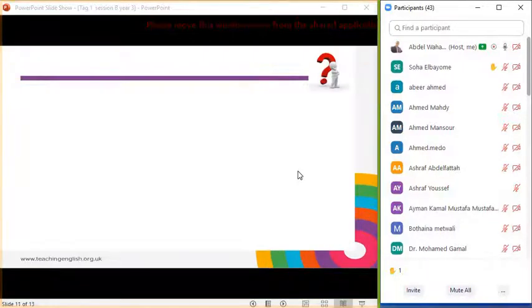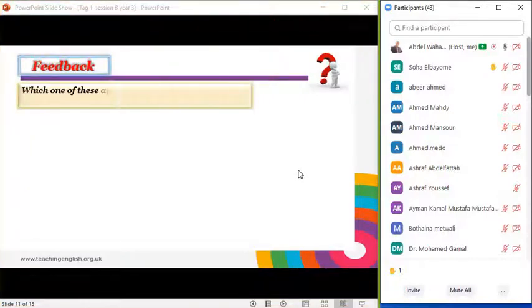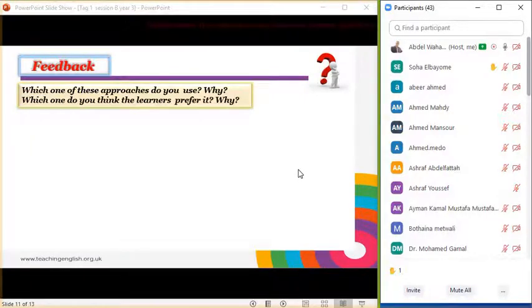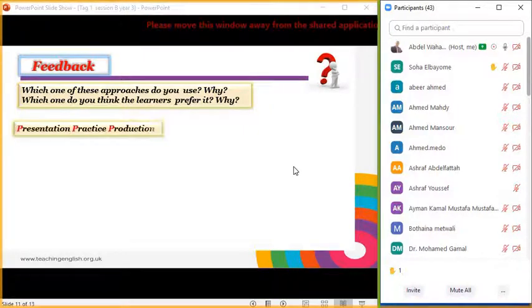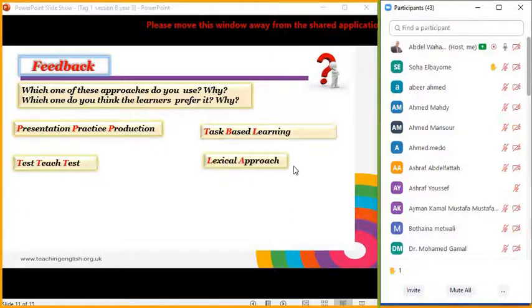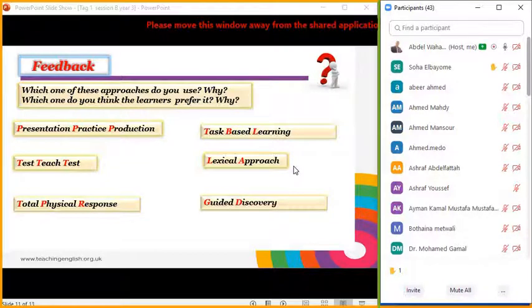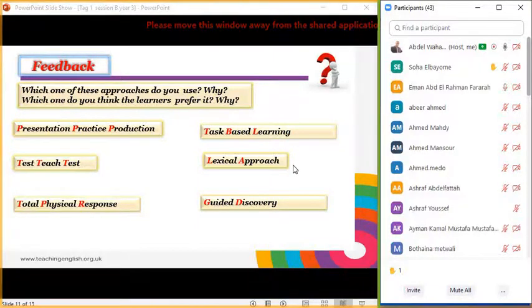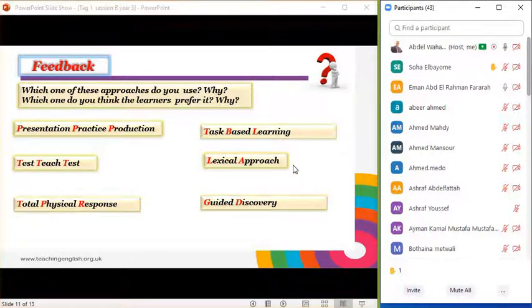Let's go to our feedback. Which one of these approaches do you use and why? Which one do you think the learners prefer and why? I'll ask you to choose which one you prefer and which one you think your learners prefer. I'm sorry. Who can speak? Who can speak? We have six approaches. Miss Iman Abdulrahman, do you want to speak?